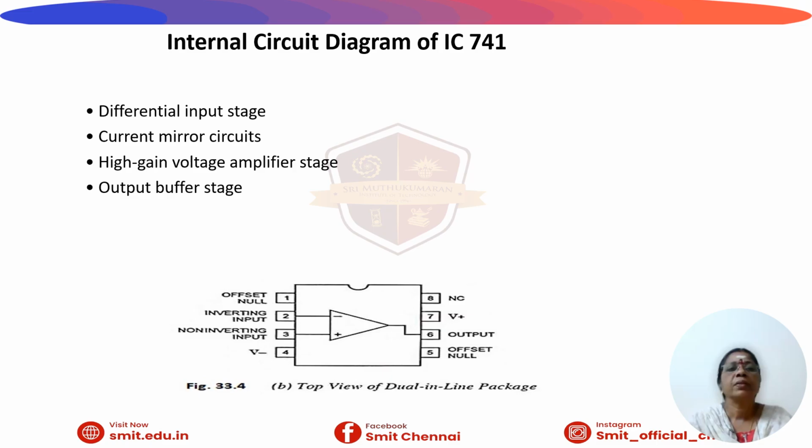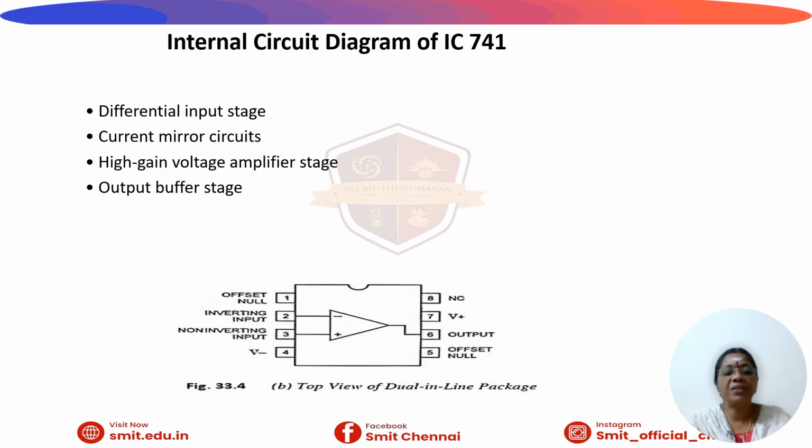The internal circuit diagram of the IC741 op-amp is a complex network of approximately 20 transistors and 11 resistors integrated onto a single monolithic silicon chip, as shown in the figure, which is the top view of the dual in-line package of IC741. It is typically divided into four main stages: input stage, which is a differential input stage, intermediate stage, which is designed as a current mirror and high gain voltage amplifier stage, and last stage, the output buffer stage.